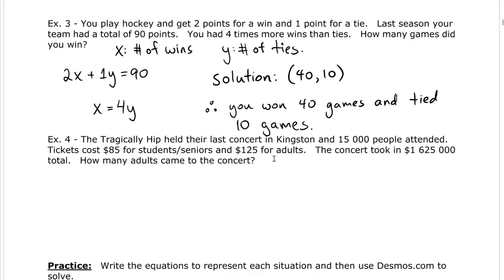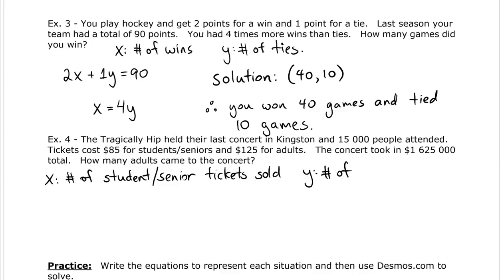So again, we need some variables here. If we are using students and seniors and adults, we can use x and y to represent those 2 items. So let's say X is the number of student/senior tickets sold. And we're going to let Y be the number of adult tickets sold.